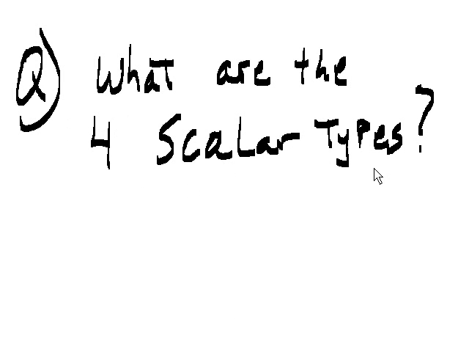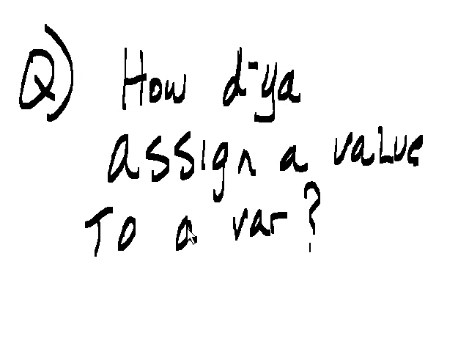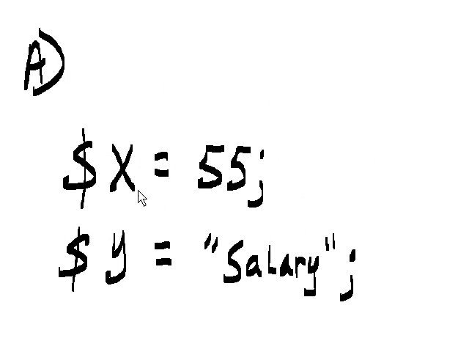Question: what are the four scalar types? Boolean, integer, float, string. Question: how do you assign a value to a variable? $x equals 55 semi, $y equals salary, quotes, semi.